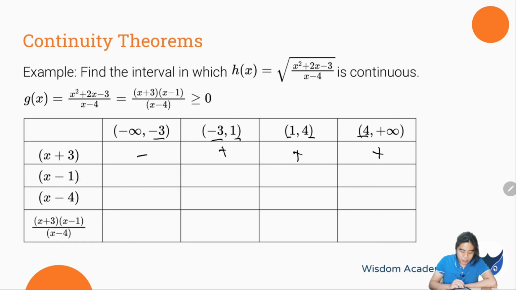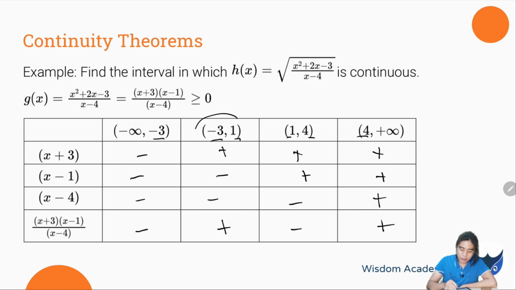So, sa x minus 1 naman, magiging negative siya if less than 1, positive if greater than 1. X minus 4 naman, negative pag less than 4, and positive if greater than 4. So, multiplying this, so negative times negative over negative, this will be negative. So, positive times negative over negative, this will be positive. Positive times positive over negative, negative. Positive times positive over positive, this will be positive.